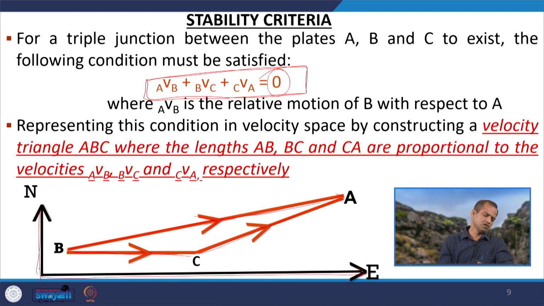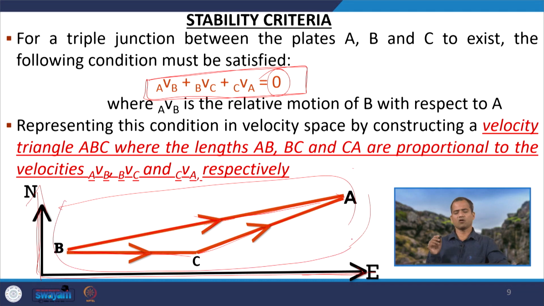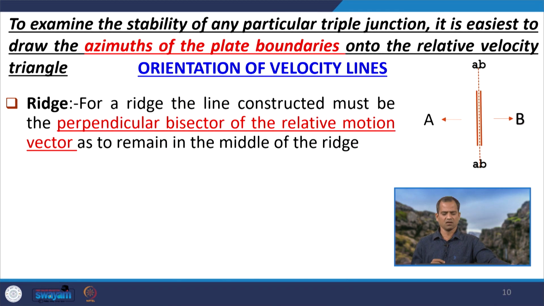So, if this is north, this is east. In this quadrant we have to draw the relative velocity triangle, and on this relative velocity triangle we have to superimpose the azimuth of these plate boundaries. Now, if these plate boundaries are meeting at one point on this relative velocity triangle, then we say this given triple junction is stable. So, now how to do it?